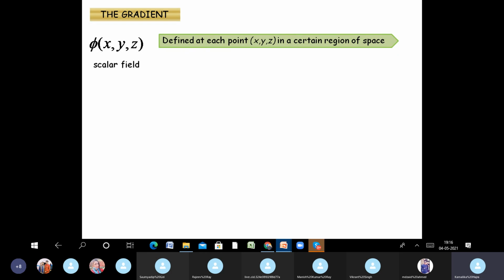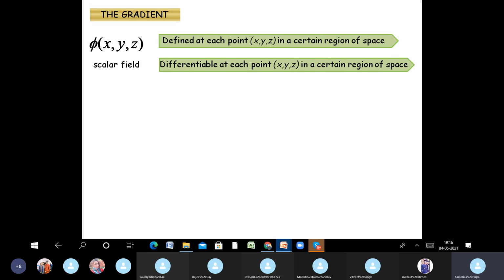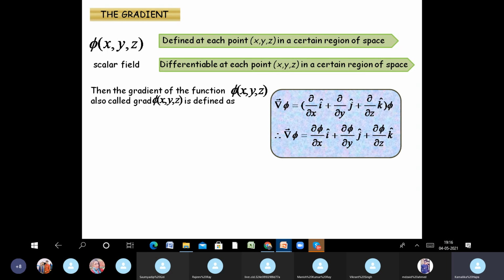So it is defined at each point x, y, z in a certain region of space. And remember that it is differentiable at each point in a certain region of space. Alright. So then the gradient of the function phi of x, y, z, also called grad phi, is defined like this. Grad phi, the grad operator operating on the function phi, is equal to del phi del x i cap plus del phi del y j cap plus del phi del z k cap.